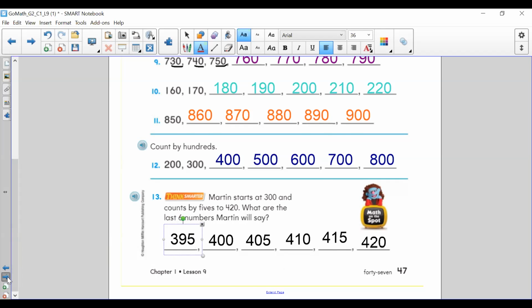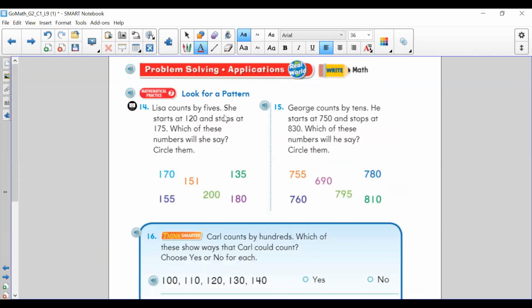And now going to our last page. We're going to do some problem solving and we're going to look for a pattern. Lisa counts by fives. She starts at 120 and stops at 175. Which of these numbers will she say? And circle them. So if you know how to count by fives from 120 to 175, we can circle the numbers as we count.